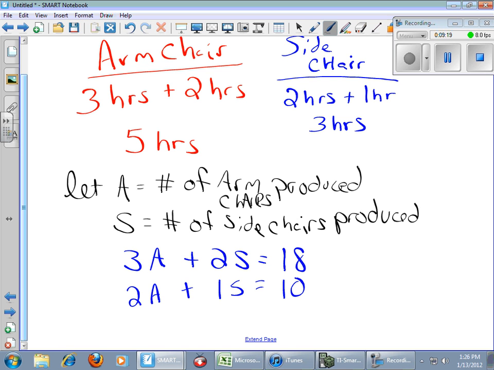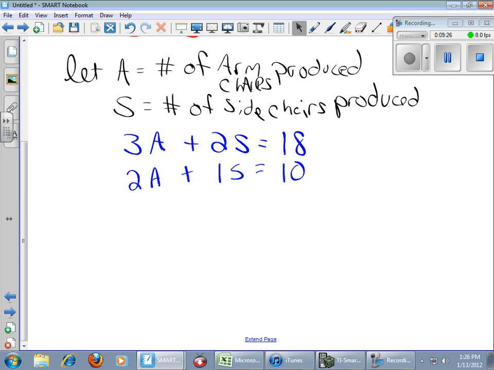Okay. Now, a problem like this, I don't think I would graph it. 1, I don't like the fact that I don't have X and Y. 2, it's screaming at me.